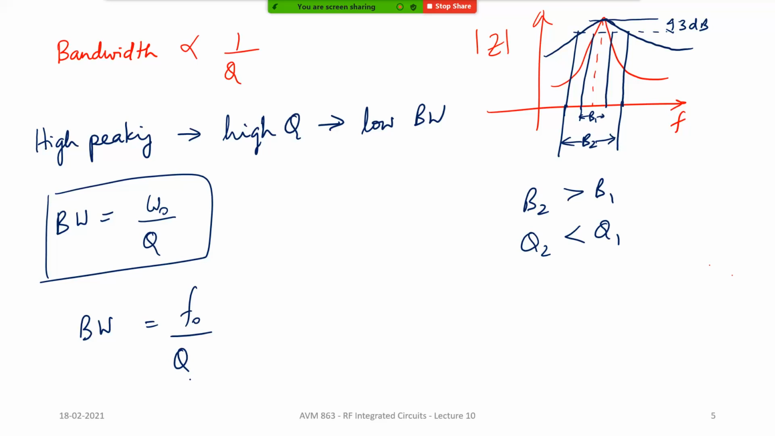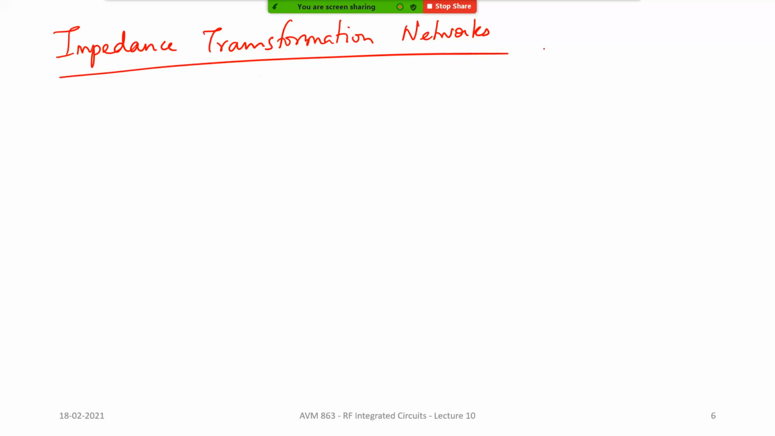All right. Okay. Now with these basics being refreshed in our memory, let us now start attempting how to build impedance transformation networks. Okay. Now, why do we need impedance transformation networks? What is the necessity? For matching. For matching, right?